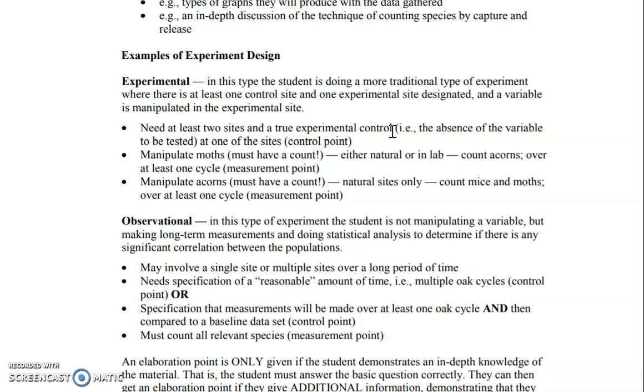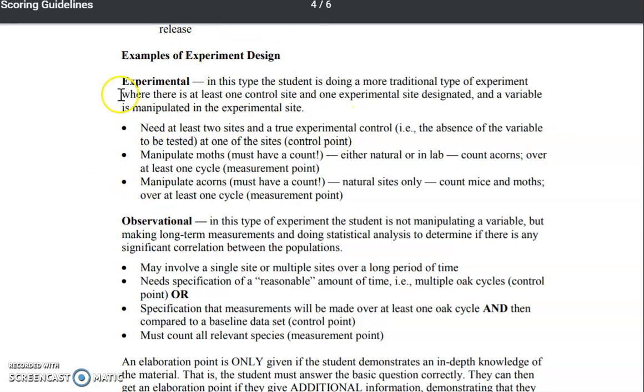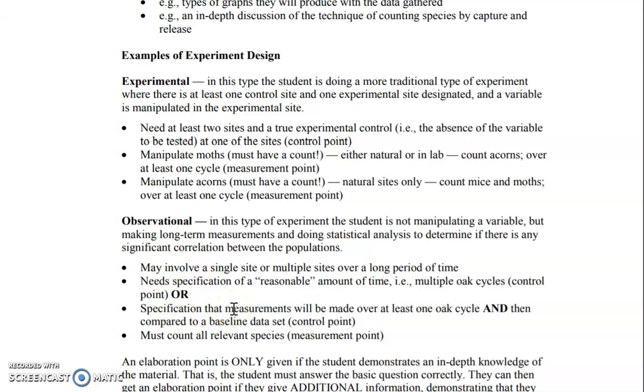You could also do an observational experiment instead of in a lab. So this type of experiment, you're not manipulating a variable, but making long-term measurements and doing statistical analysis to determine if there's any correlation. I think you're going to be here in the experimental design type of question, but they could throw you for a loop and do an observational one. So I just wanted to make that where we have these 2 sites. We're just going to observe what's going on at site 1 and site 2 and then compare them.